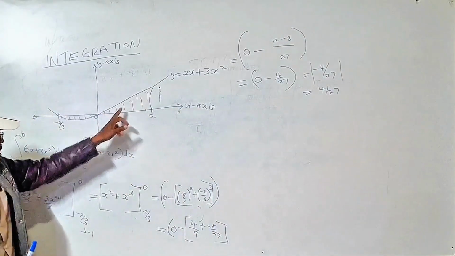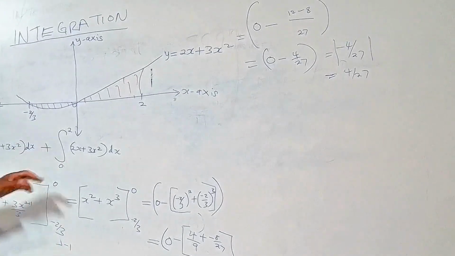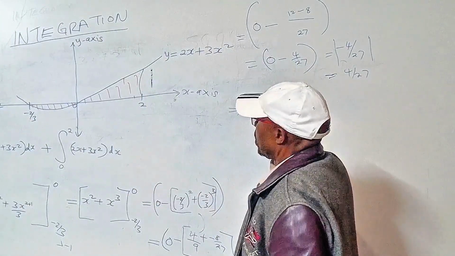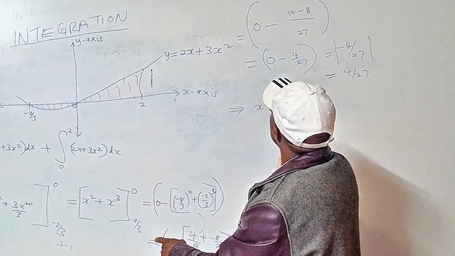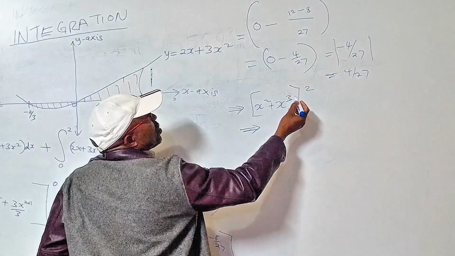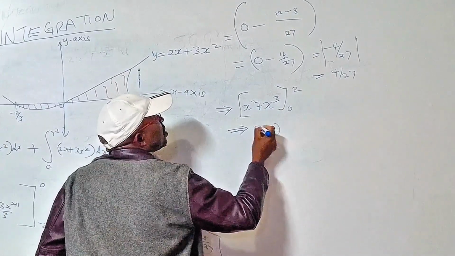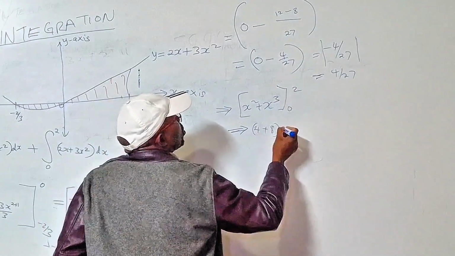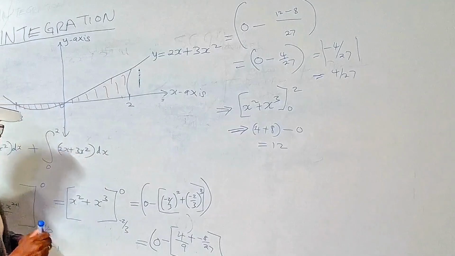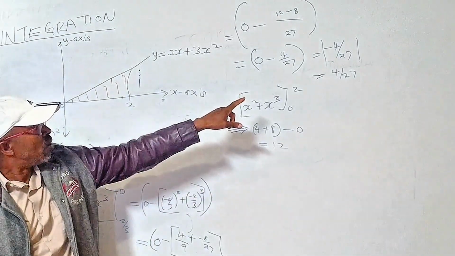We need to do the other part that is above the x-axis, which has the limit of 0 to 2. So the next part, we have x squared plus x cubed, our limit is 0 to 2. When you substitute 2, you have 2 squared is 4 plus 2 cubed is 8. Then you subtract. When you substitute 0, it will be 0. So this gives me 12. So the area under the curve above the x-axis is 12 square units. The other one has 4/27 square units.